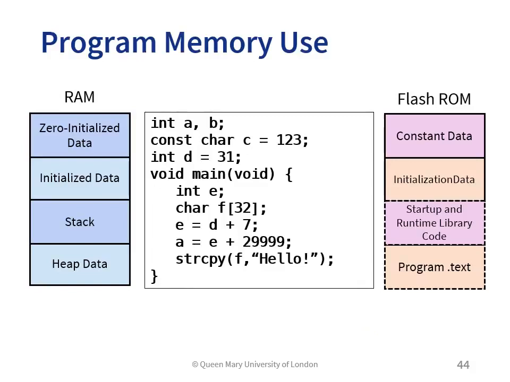So let's try to put our theory into the examples. Let's look at each of the variables and see where we want to put them. Let's first begin with A and B. A and B are static variables, they are global variables, and there is no explicit initialization. In C, they will be initialized to 0. Since they can be changed during the life of the program, we would like to put that in the RAM under the zero-initialized data.